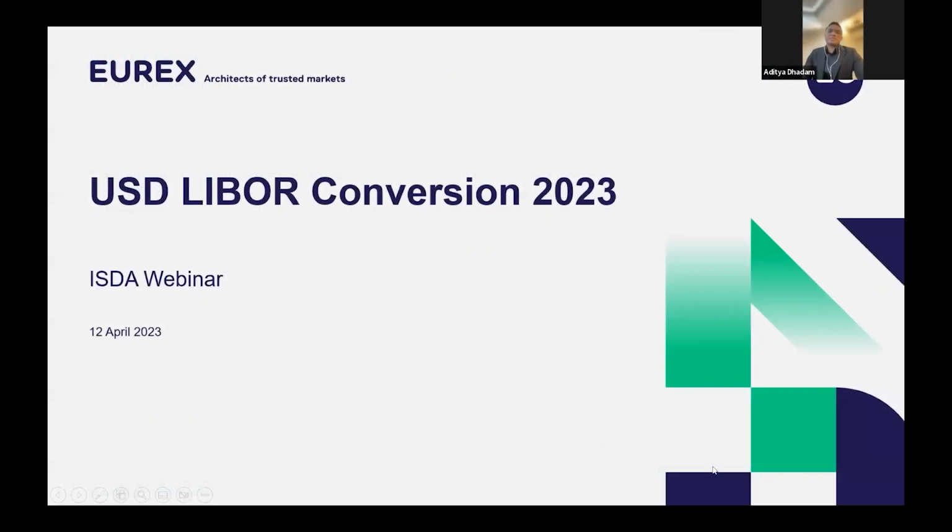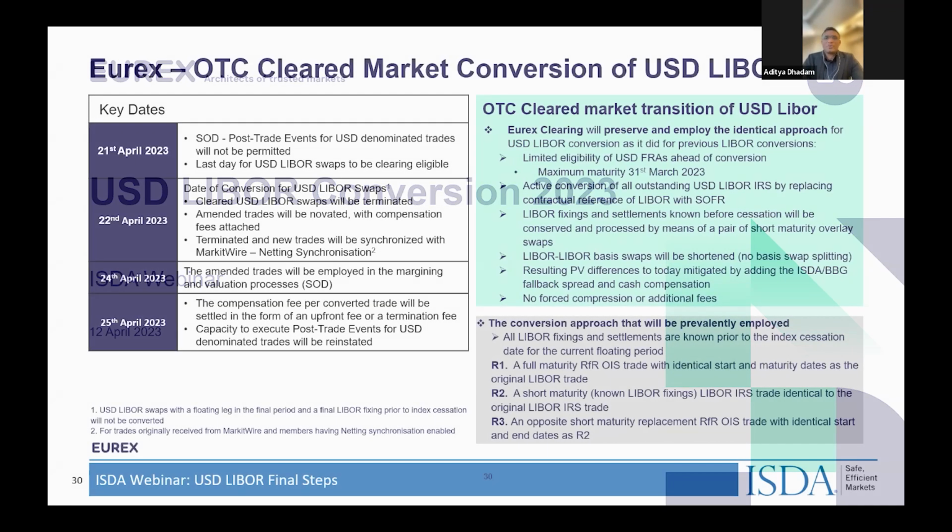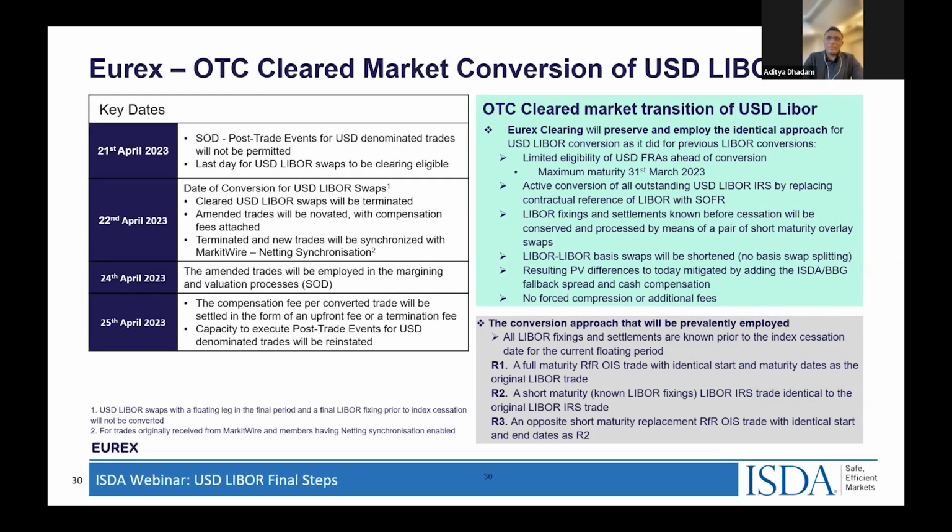We can first go over the crucial dates while addressing the approach Eurex has adopted, or will be adopting, for the upcoming USD LIBOR conversion. So 21st April 2023, which is Friday next week, is the last date till which trades having the underlying rate as USD LIBOR can be submitted for clearing at Eurex, after which such trades would be clearing ineligible.